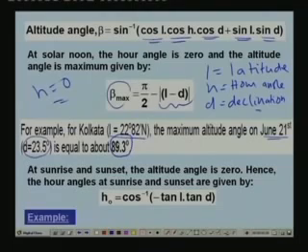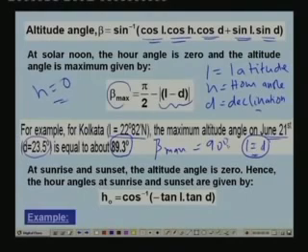This is the maximum altitude angle, almost close to 90 degrees, on June 21st for Kolkata. You can see that beta max is equal to 90 degrees when L becomes equal to D. That means when the latitude becomes equal to the declination, beta max becomes 90 degrees.